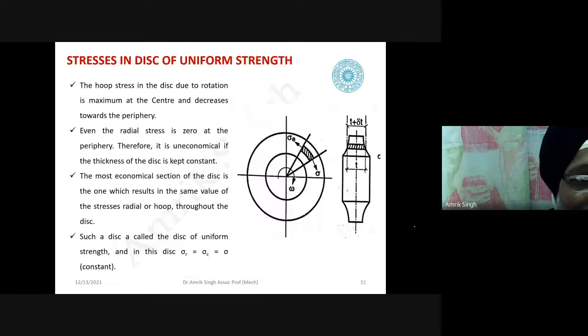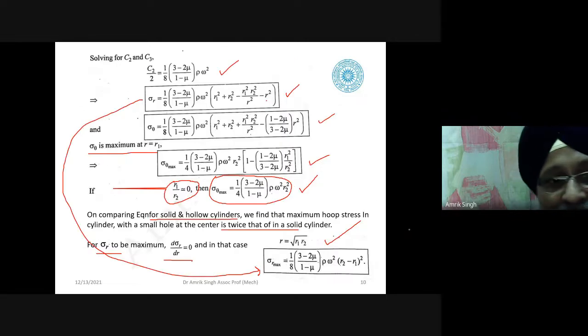Okay. So when you put the value here, you will get the final equation for the maximum stress. So here you get one value for the maximum hoop stress and one value for the maximum radial stress. So these two equations are very important. So you must remember this for solving the numericals.